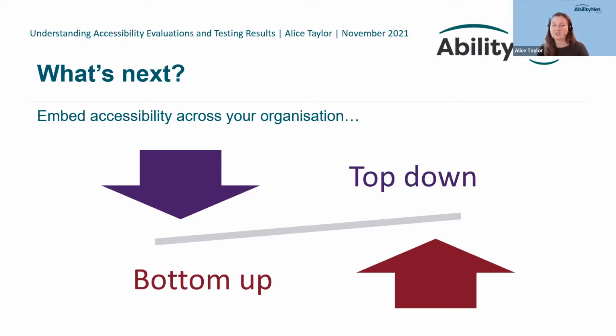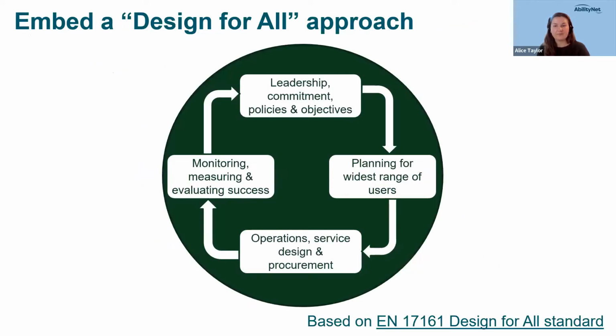But we've got some suggestions over the next two slides of tools or models that you might want to think about, but it very much depends on your organization. So something you might want to think about is the design for all approach based on the EN 17161 design for all standard, which is a European standard. And it describes a four-step process. So it starts off by making sure you've got that commitment from leadership, so having those policies and objectives in place.